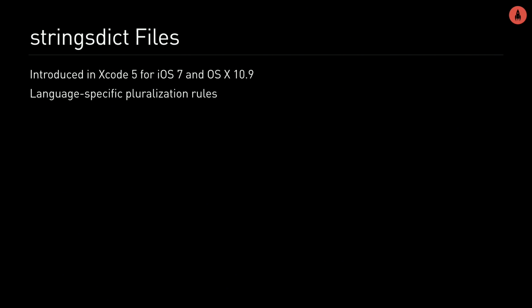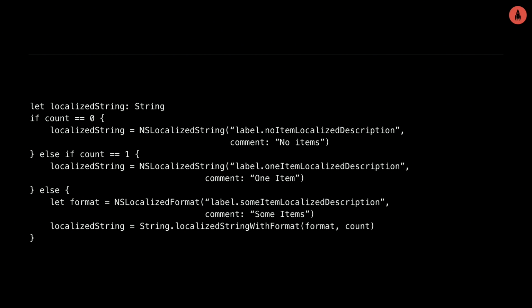The first one, from the code standpoint, that I'm going to talk about is the introduction of stringsdict files. These were introduced in Xcode 5 with runtime support for iOS 7 and macOS 10.11. And the first feature that these enabled was support for language-specific pluralization rules.